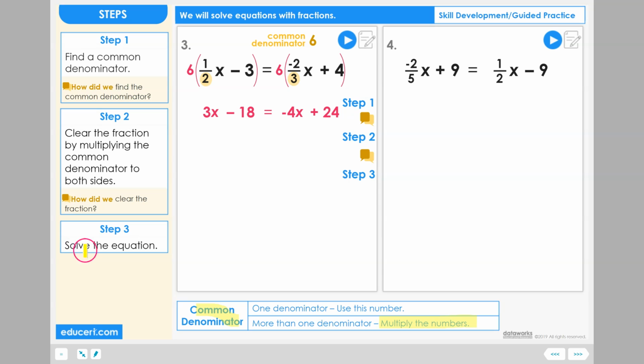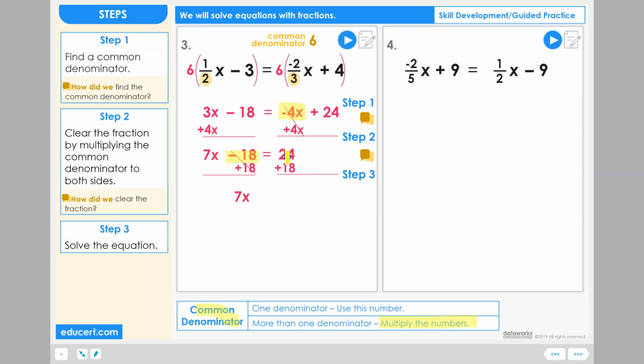Step 3. Solve the equation. Here we are now solving an equation that has a variable on both sides. So our first step would be to get the variable term onto one side by using the additive inverse. We are going to add 4x to both sides of our equation, giving us 7x minus 18 is equal to positive 24. We are now going to add 18 to both sides of the equation to isolate our variable term.